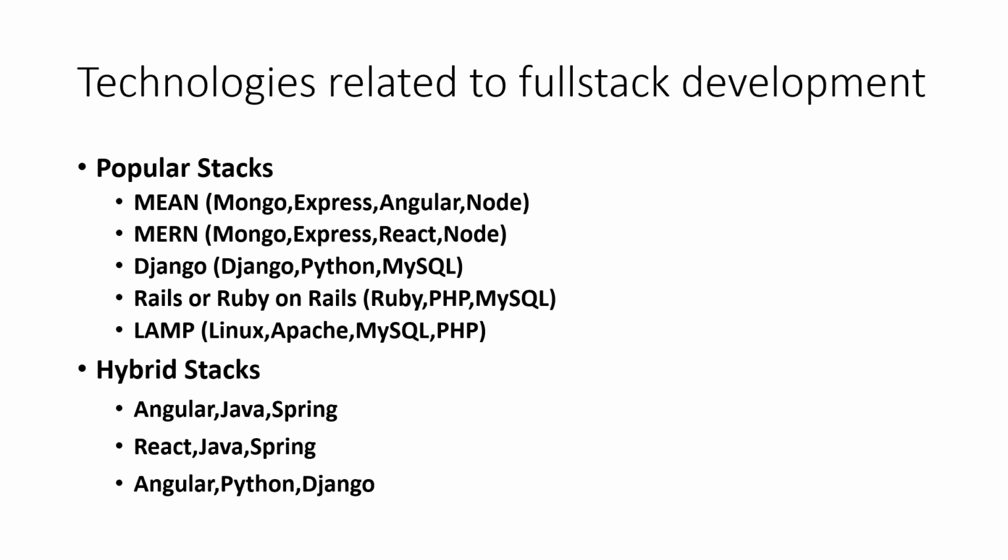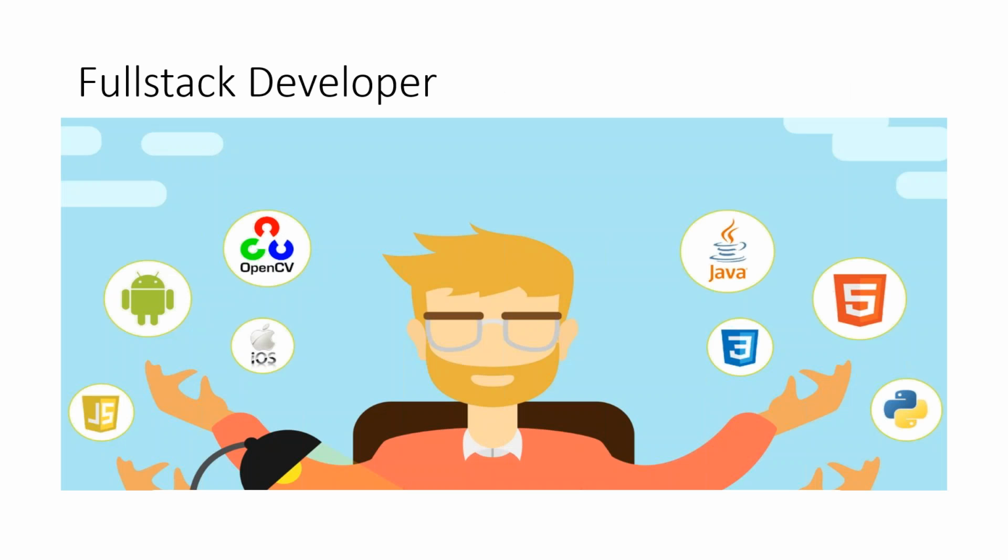There are a few hybrid stacks where the back end could be your traditional programming languages and the front end could be JavaScript frameworks, like Angular, Java, and Spring; React, Java, and Spring; Angular, Python, and Django. So there are plenty of options available for developing a full stack web application. As a full stack web developer, you need to know many things because you would be developing the end-to-end application or end-to-end module of a particular application.